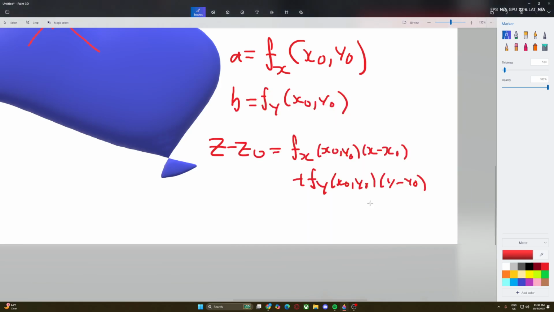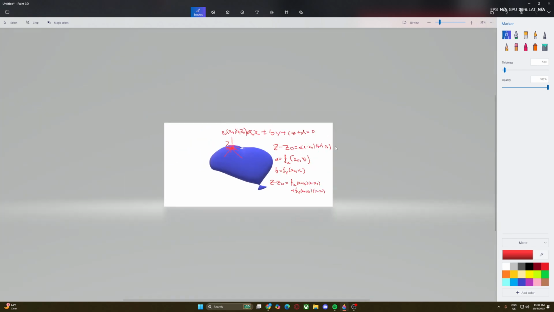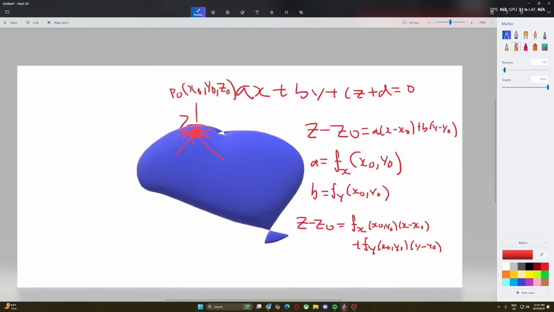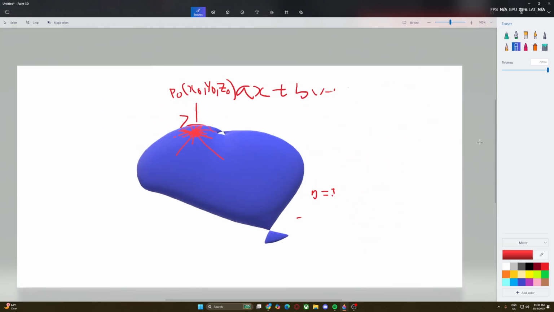Right. So with that, let's get into the linear approximation.